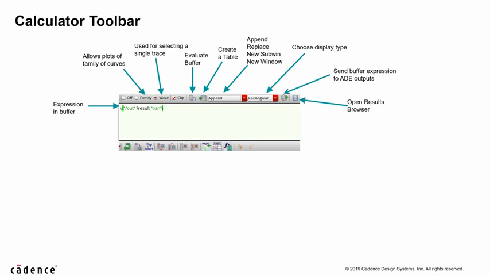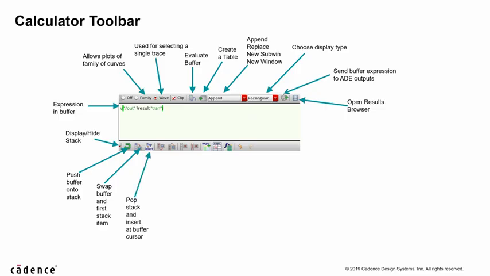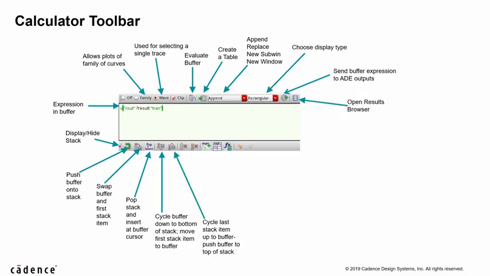Coming down below the buffer, starting from the left, we have a small arrow that you can use to display or hide the stack. Use the next button to push the buffer onto the stack. The next button is used to swap the buffer and the first stack item. Following that, we have the button to pop stack and insert at the buffer cursor. The next button is to cycle down the buffer to the bottom of the stack and move the first stack item to the buffer. The next button is used to cycle last stack item up to the buffer and push the buffer to top of the stack.